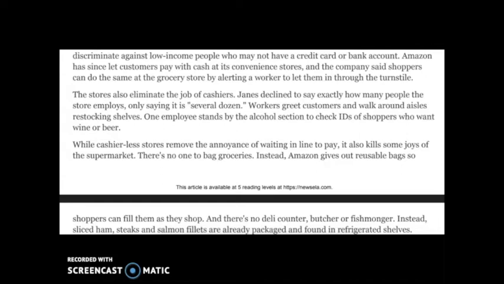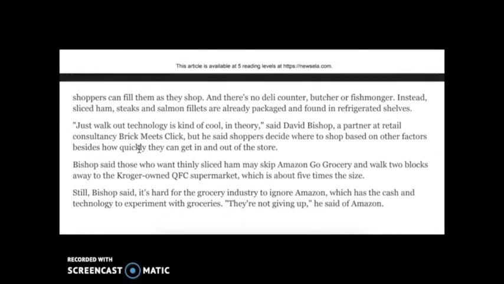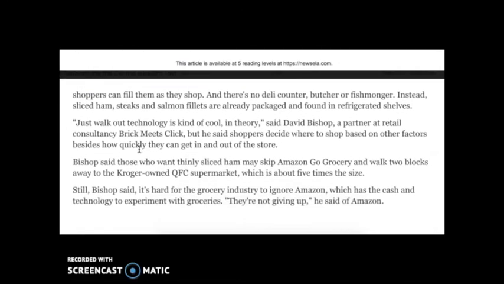While cashierless stores remove the annoyance of waiting in line to pay, it also kills some joys of the supermarket. There's no one to bag groceries. Instead, Amazon gives out reusable bags so shoppers can fill them as they shop. And there's no deli counter, butcher, or fishmonger. Instead, sliced ham, steaks, and salmon fillets are already packaged and found in refrigerated shelves.